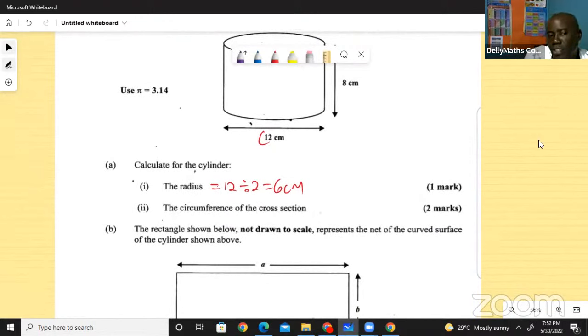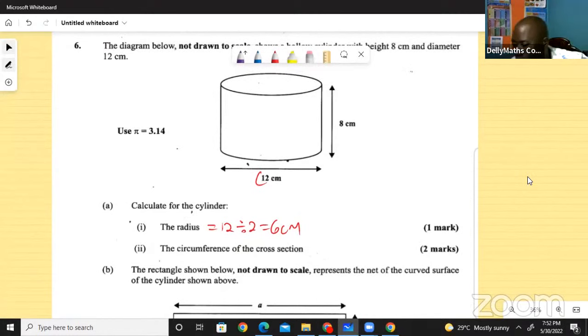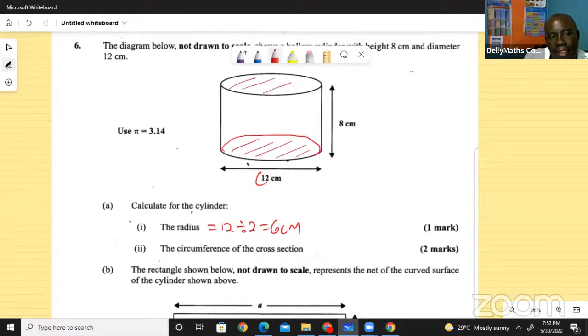The circumference of this, the cross section. What is a cross section? A cross section is a uniform shape that exists throughout, meaning down here is a circular thing. This is the cross section. That is why you're seeing it at the top. So it is a uniform shape that exists throughout.